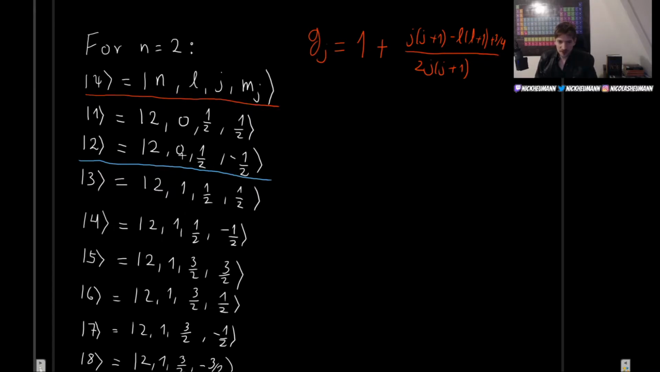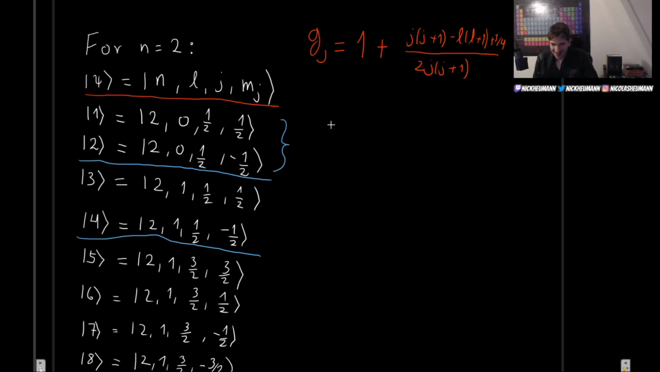So these two states have the same values for L and J, while the next two states, these ones, also have the same values. And these other 4 states also have the same values. So we have 3 different values for gJ. So we don't really need to do this 8 times. 3 is enough. So it is good to notice this beforehand. Otherwise, you will calculate this 5 more times than you have to.